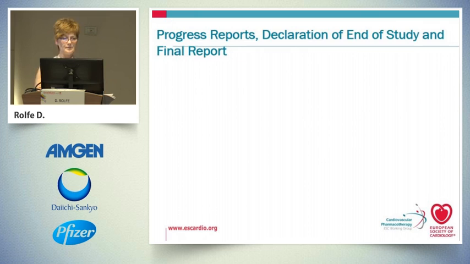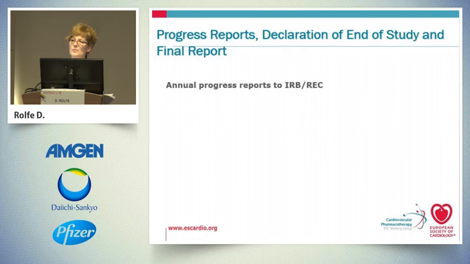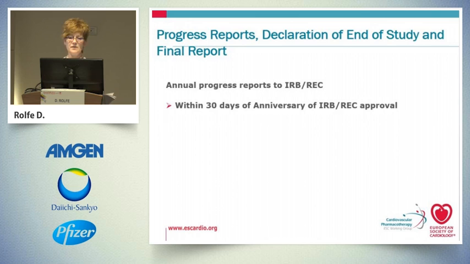So you've got your annual progress reports, which are due to your review board. They want to know how many patients you've actually subjected to your protocol, to your research. If you've had problems because you're not recruiting to your time and target, what barriers have been in place, and any amendments that have been put in place during that reporting period. It needs to be submitted within 30 days of the anniversary of the REC approval, and you keep going until the end of trial.